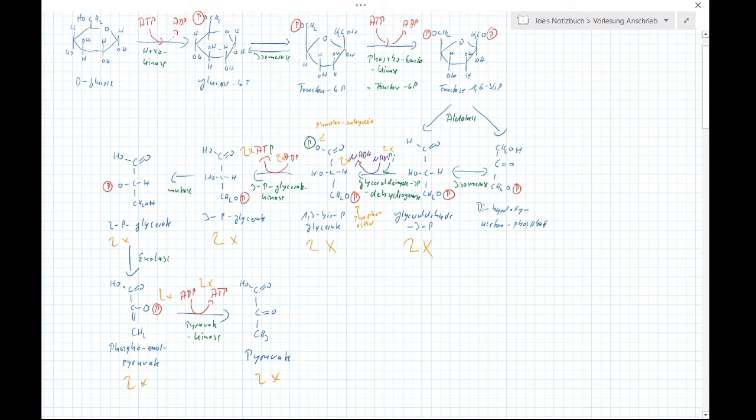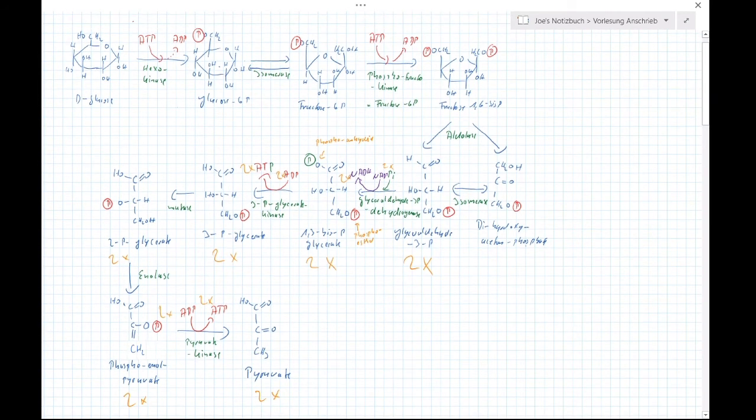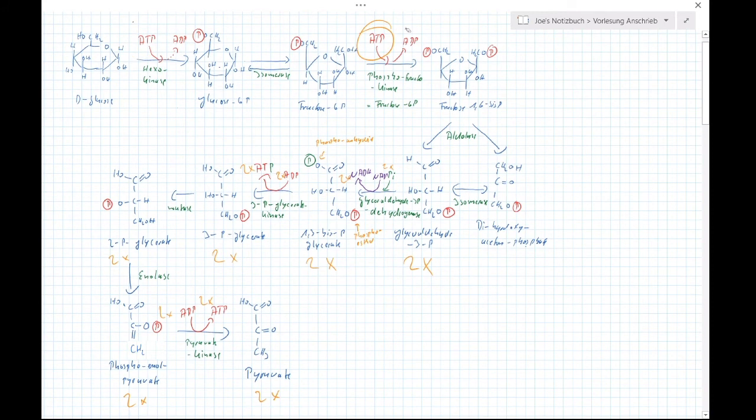also 2 ATPs. So we have brought in total 1 ATP here, 1 ATP there. So we have brought in 2 ATPs, and we got out 2 ATPs here and 2 ATPs there. So we got out 4 ATPs. So net we have produced 2 ATPs via substrate level phosphorylation. And remember, that's what we wanted. Our intention is to produce ATP via substrate level phosphorylation.